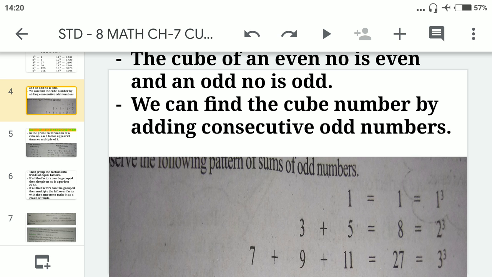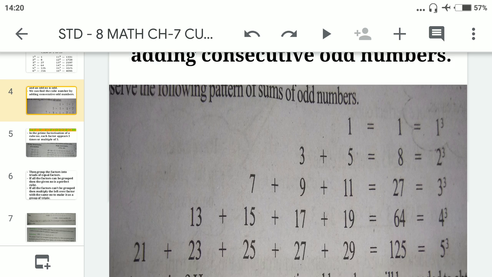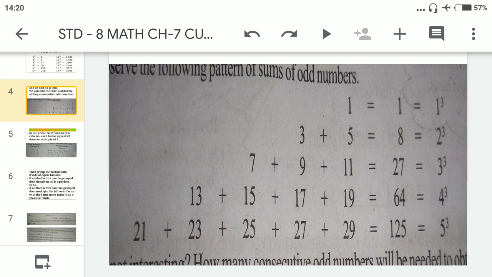Then we can find the cube number by adding consecutive odd numbers. Just see the pattern here children. 1 equals 1 cube, then the next two odd numbers are 3 and 5. If you add them, you will get the cube of 2, that is 2 cube.